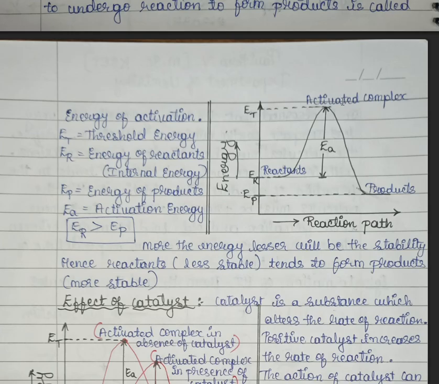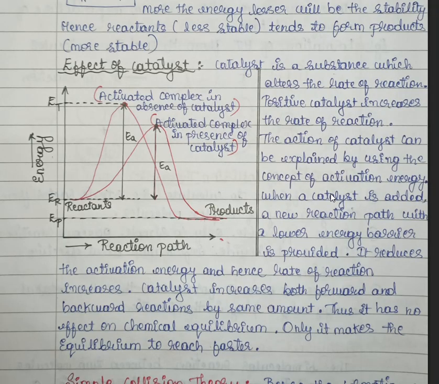So you can see this is the activated complex. Activated complex is achieved by supplying an extra amount of energy, the energy of activation. This is EA, and this is the internal energy. Internal energy plus energy of activation will give us threshold energy. So next we will discuss the effect of catalyst.